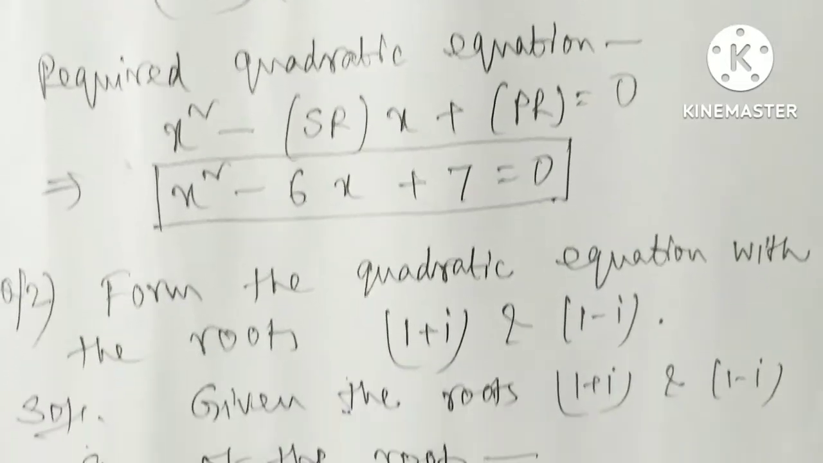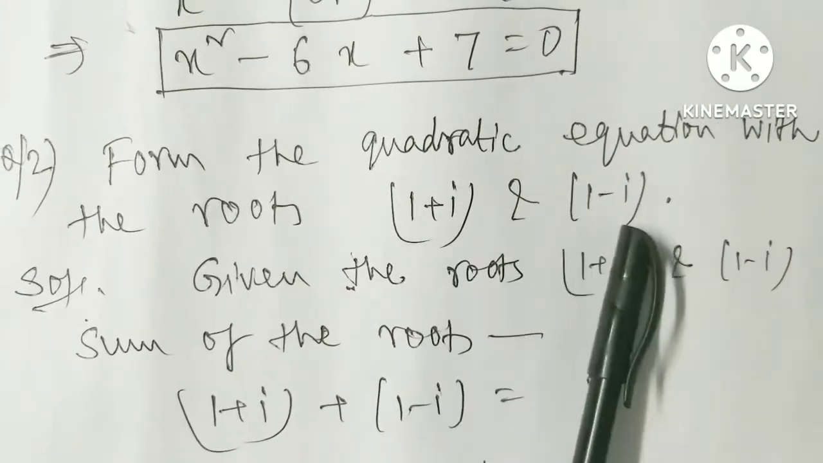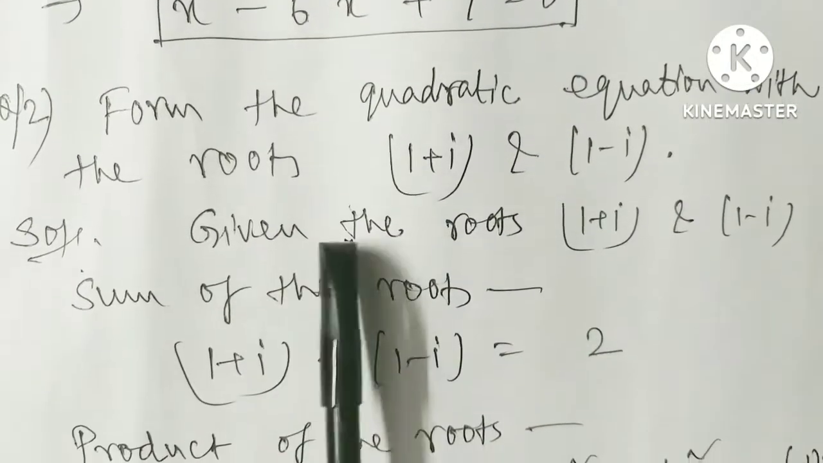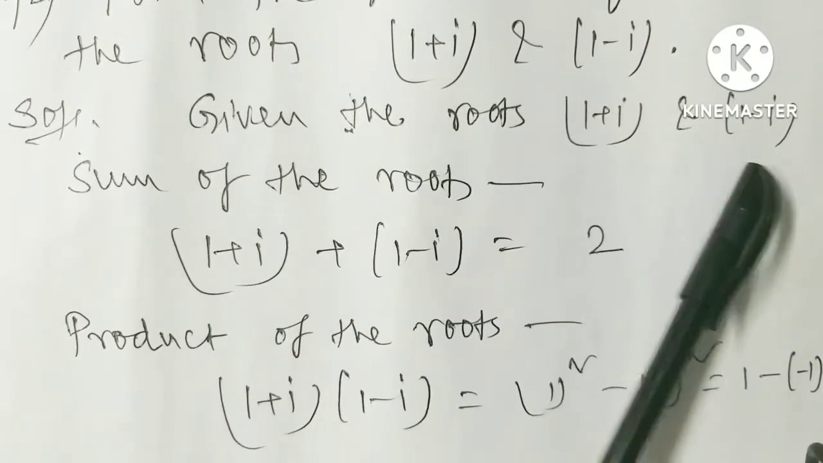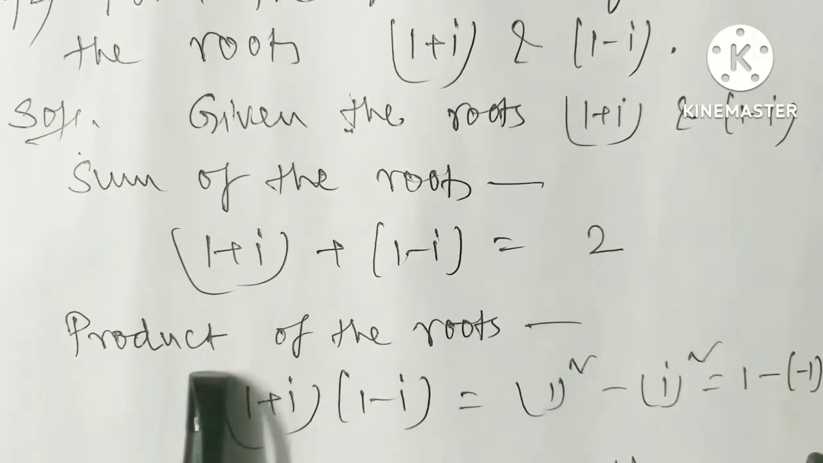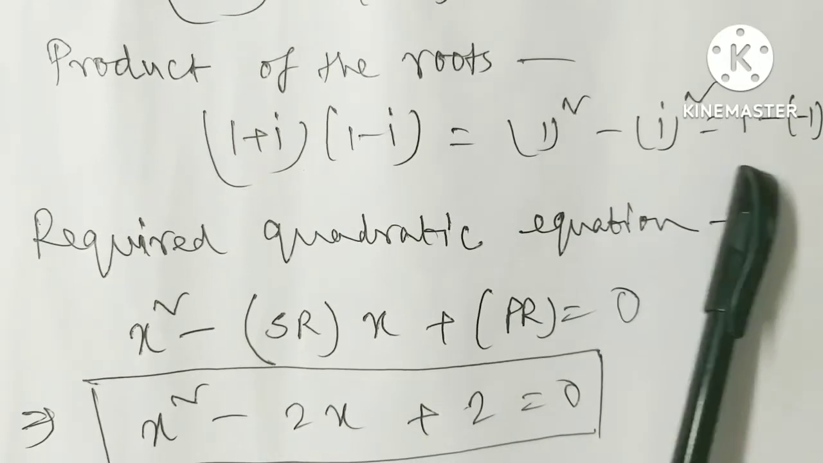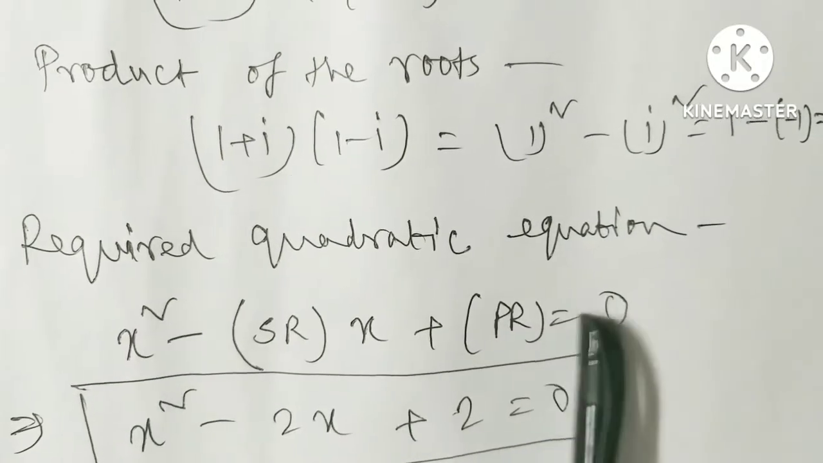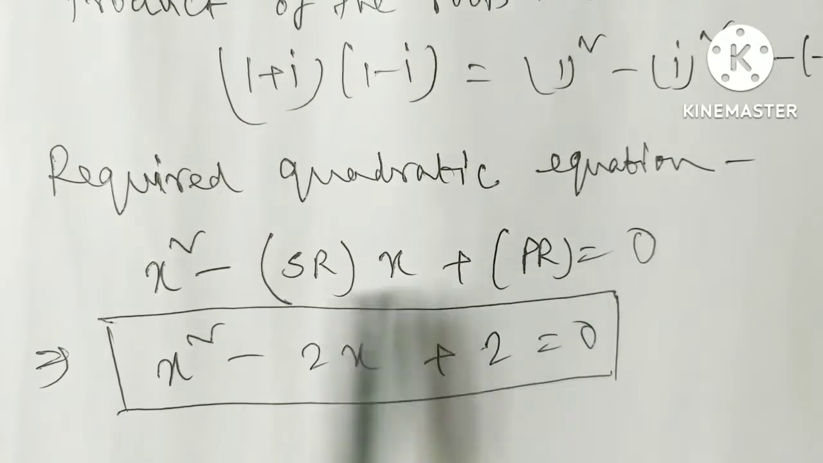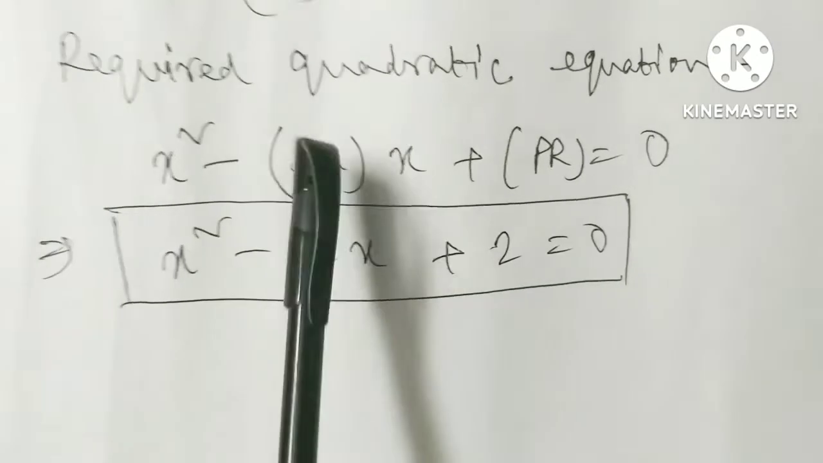Now the second example: form the quadratic equation with the roots 1 + i and 1 − i. These two roots are imaginary and conjugate complex. Sum of the roots: 1 + i + 1 − i = 2, and product of the roots: (1 + i)(1 − i) = 1² − i² = 1 + 1 = 2. The required quadratic equation x² − SR x + PR = 0, that is x² − 2x + 2 = 0. These are the two examples.